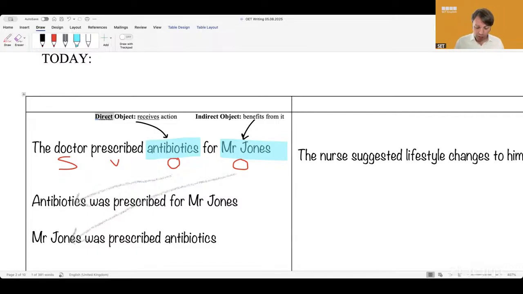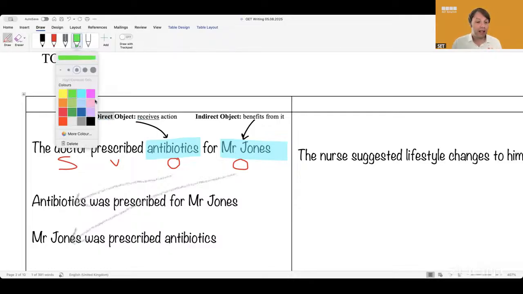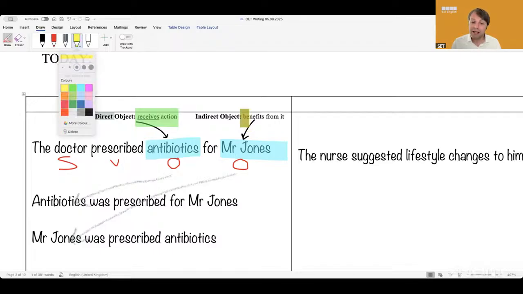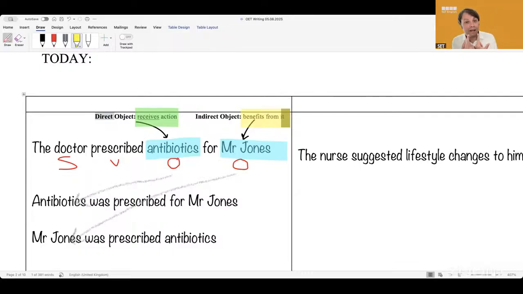So this is, I think, the best way to think about it. You have a direct object which receives the action. It's the first thing. The other thing is called the indirect object, and it's benefiting from it. So for example, guys, if I say "Alan threw the ball to Kadriye," what is the direct object in that sentence?